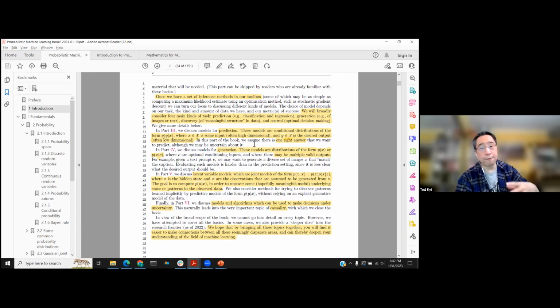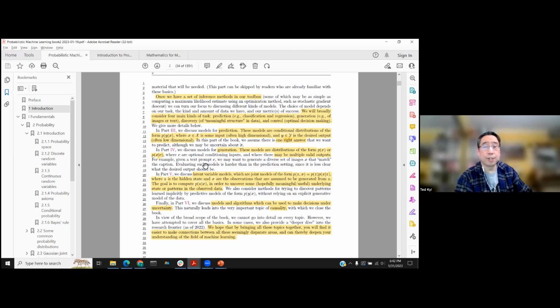The next section, part 4, gets into generation. These models are distributions of the form P of x, or P of x given some conditioning c, and there may be multiple valid outputs. So if you say, whatever it is, an astronaut riding a horse, then there are multiple valid pictures of an astronaut riding a horse.